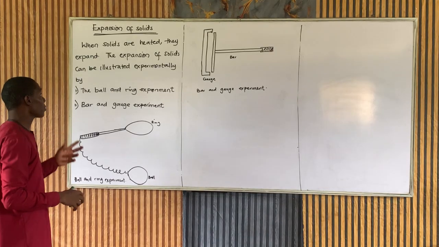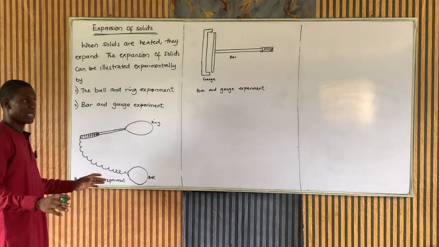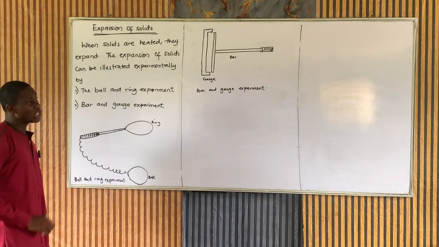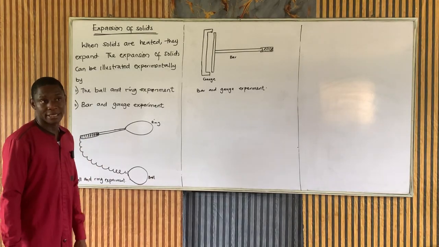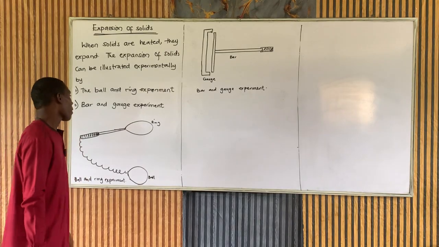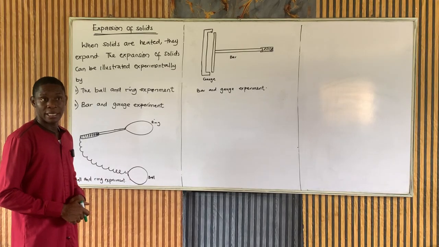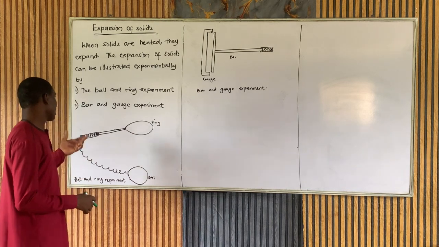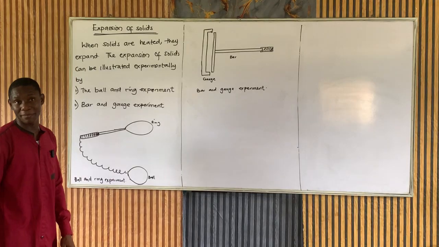Now, let's consider expansion of solids. When solids are heated, it's already an established fact that they tend to expand. Sometimes these expansions are not noticeable with the eyes because they are so small that the eyes may not detect them. But there are experiments that prove that solids expand when heated. Two of those experiments are the ball and ring experiment and the bar and gauge experiment.